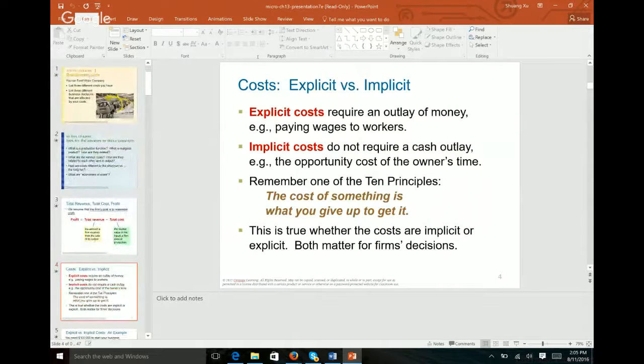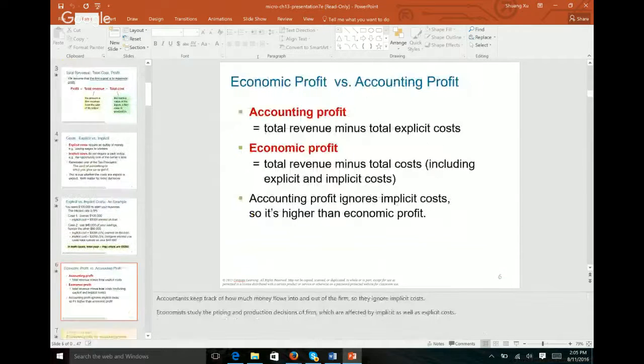Know the difference between the explicit cost and implicit cost. Explicit cost is anything you had to pay money for. Implicit cost is anything regarding your opportunity cost, your time for the company. So those would be implicit costs, the stuff you still have to pay but not with money. Let me see what else you need to know.